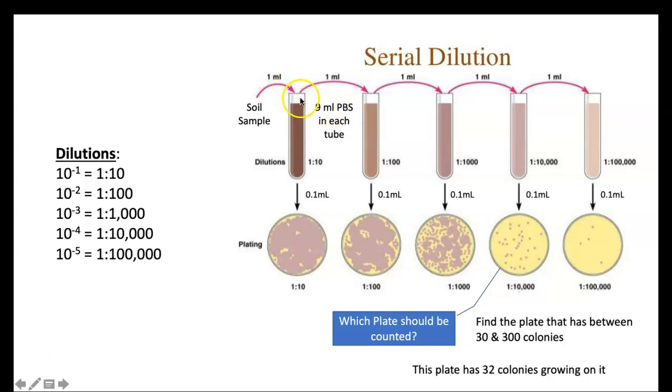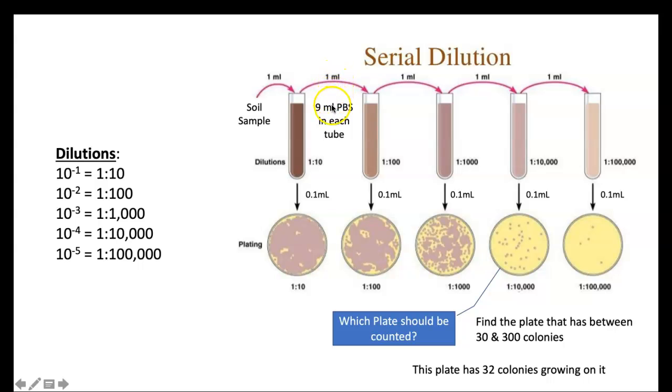So 1 milliliter of soil, 9 milliliters of phosphate buffered saline. If you look at that ratio, it adds up to 10 total parts, 1 part soil, 9 parts PBS. And so what we've done is effectively diluted this soil sample a total of 10 times. So we call that a 1 to 10 dilution, or we can use this exponent form, 10 to the minus 1, which is 1/10.